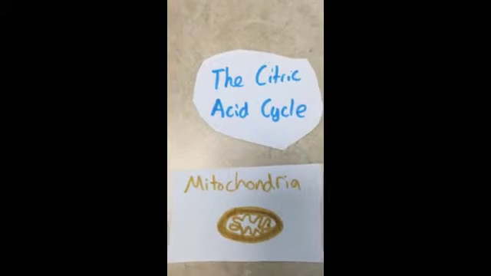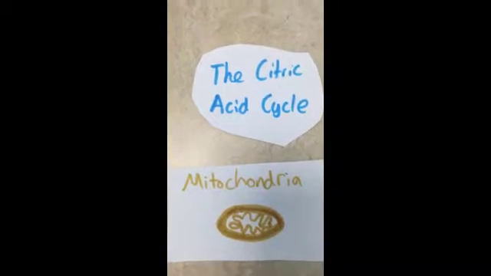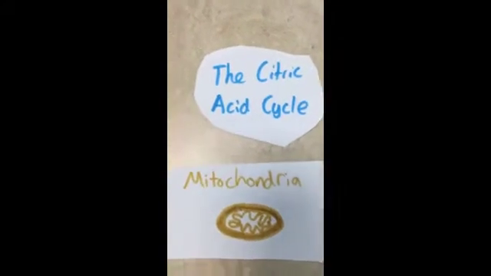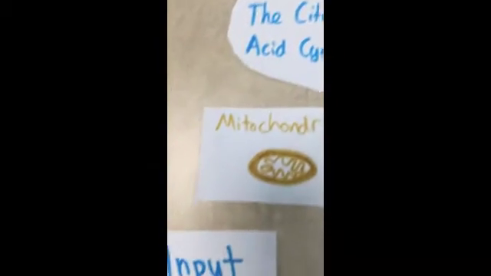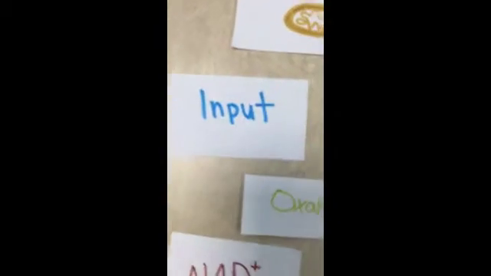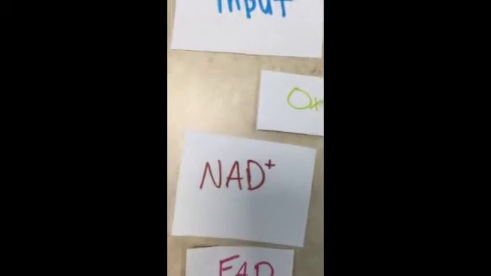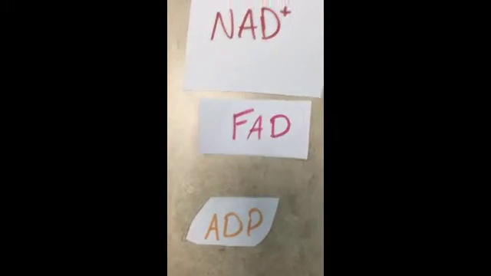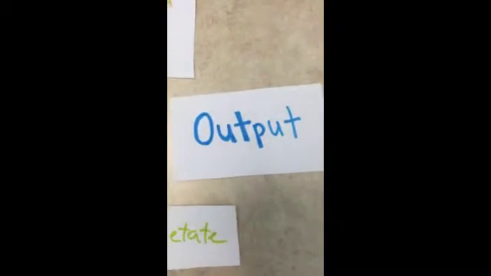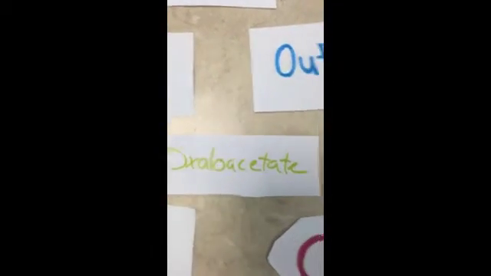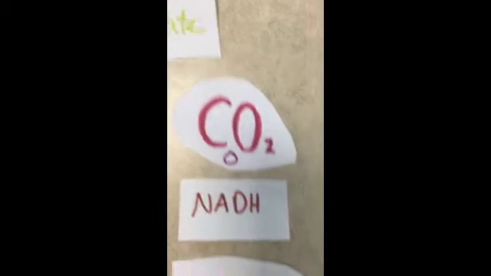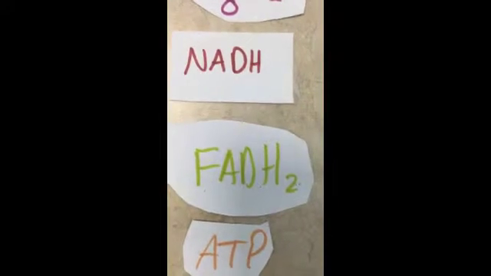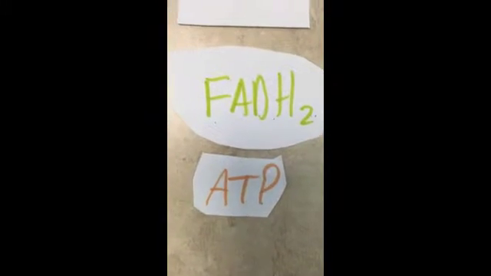This is the citric acid cycle, the third part of cellular respiration. It occurs in the mitochondria, and the inputs are oxaloacetate, NAD+, FAD, and ADP. And the outputs are once again oxaloacetate because it's a cycle, CO2, NADH, FADH2, and ATP.